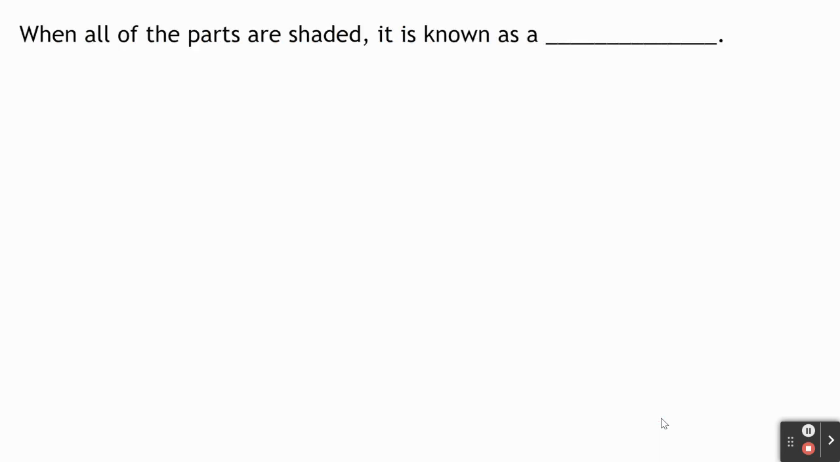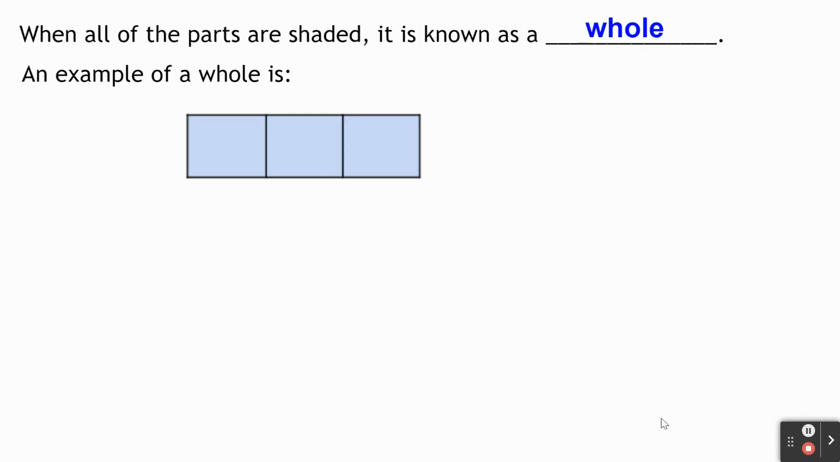Let's continue with some fill in the blanks. When all the parts are shaded, it is known as a whole. So that means the entire bar or model is shaded. An example of a whole would be this model here. We can see that there are 1, 2, 3 parts shaded out of the 3 parts. So we could write this as 3/3 or 1 whole.